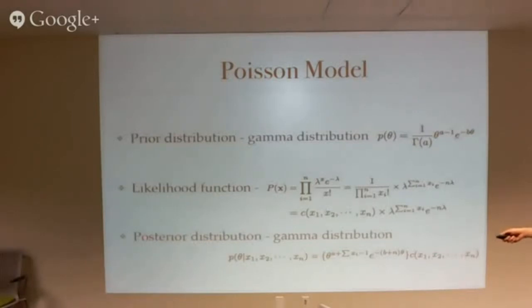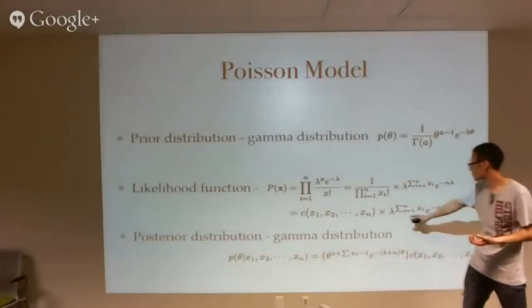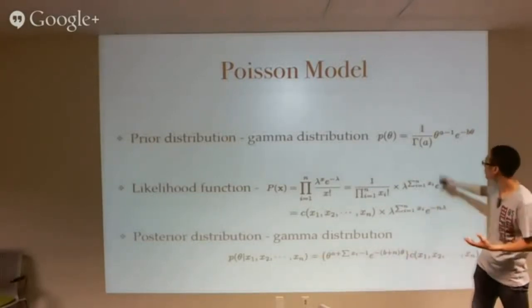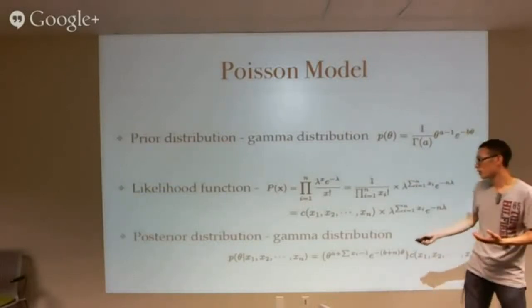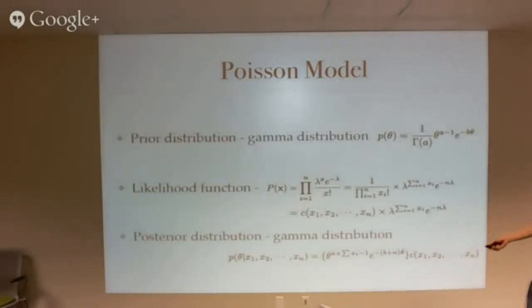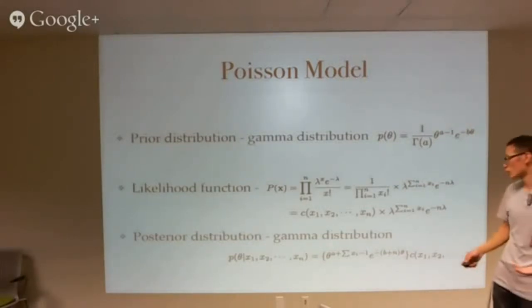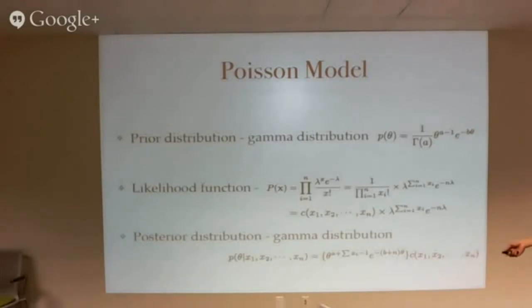Then the posterior distribution is still a gamma distribution, because they have the same structure as the other part. So we can write this posterior distribution as theta to the power of a plus sigma xi minus 1 times e to the negative b plus n times theta. So this is the posterior distribution, a gamma distribution, for the Poisson model.